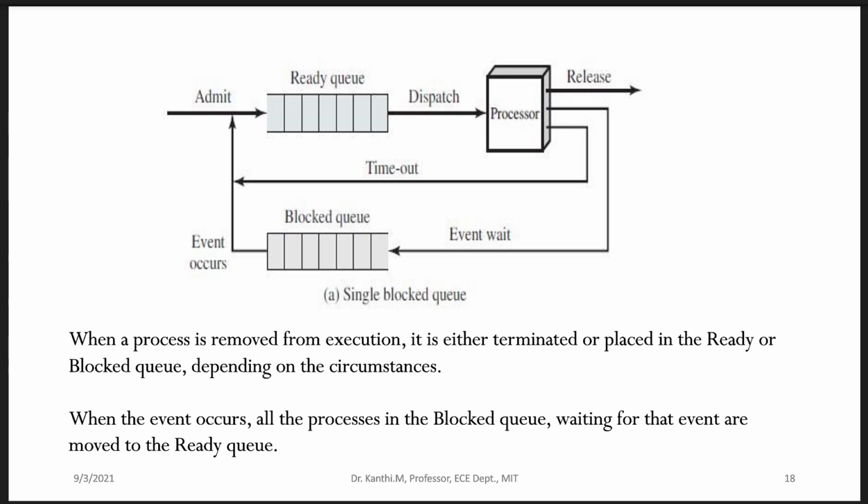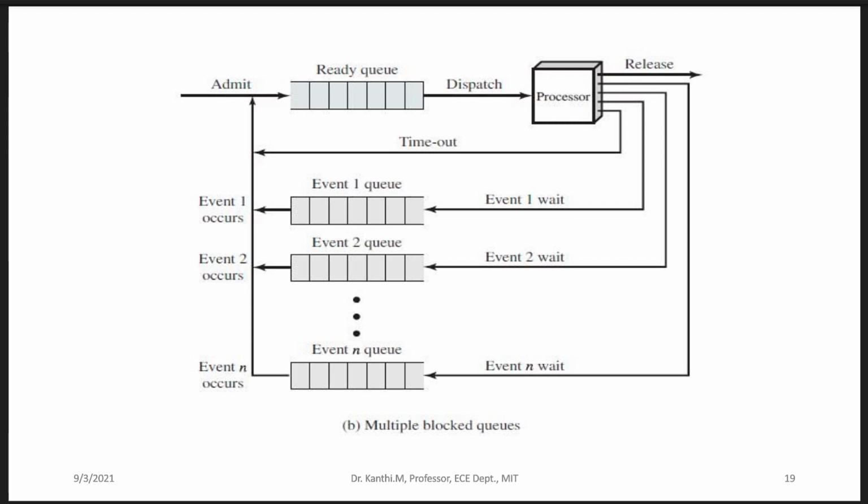So as soon as the event occurs, it goes to the ready queue. This is what is happening in the particular single blocked queue. Now we have another way of putting this queue listing.